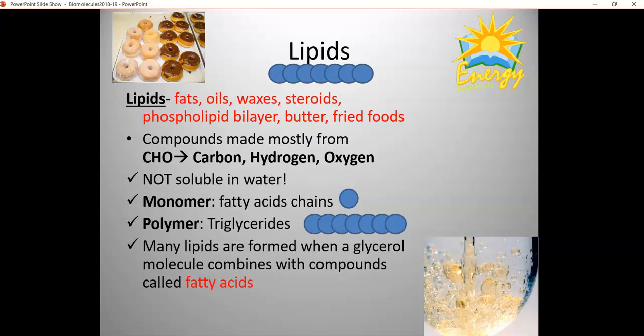oxygen. Fats or lipids are not soluble in water. That means they don't dissolve. That's why when you put vegetable oil on top of water, it floats. Okay, you can see they don't mix. Oil and water don't mix because oil is a fat. The monomer is a fatty acid chain, and the polymers are triglycerides. Many lipids are formed when glycerol molecules combine with compounds called fatty acid chains. When this happens, the chemical makeup kind of looks like a railroad track.